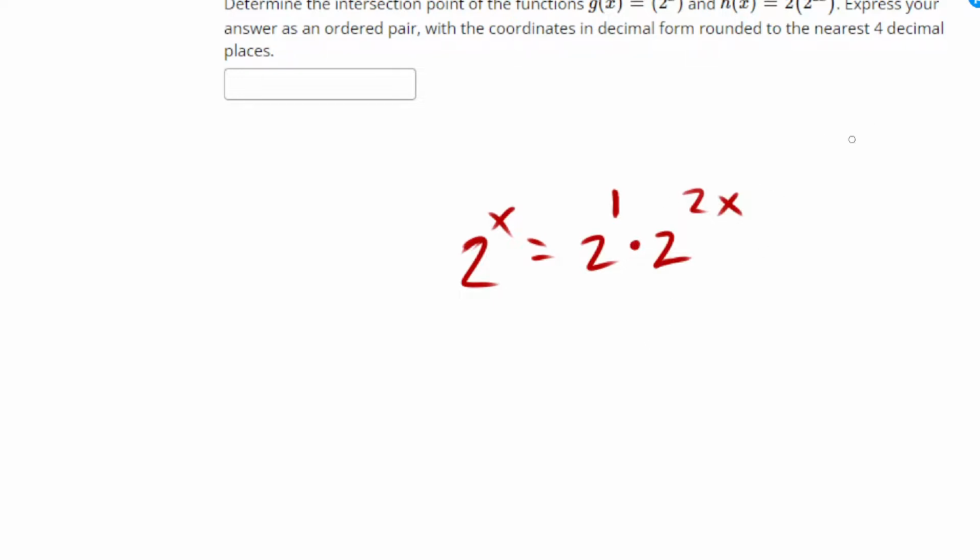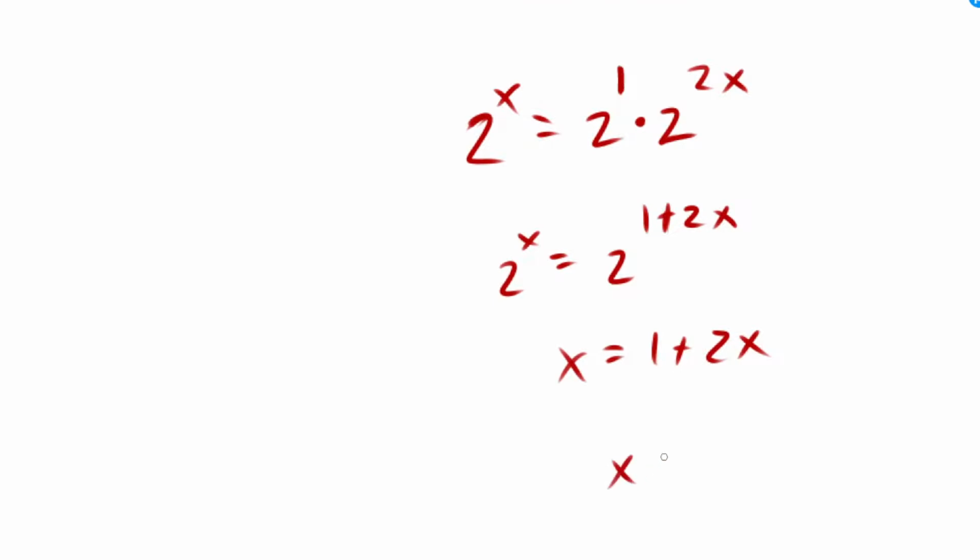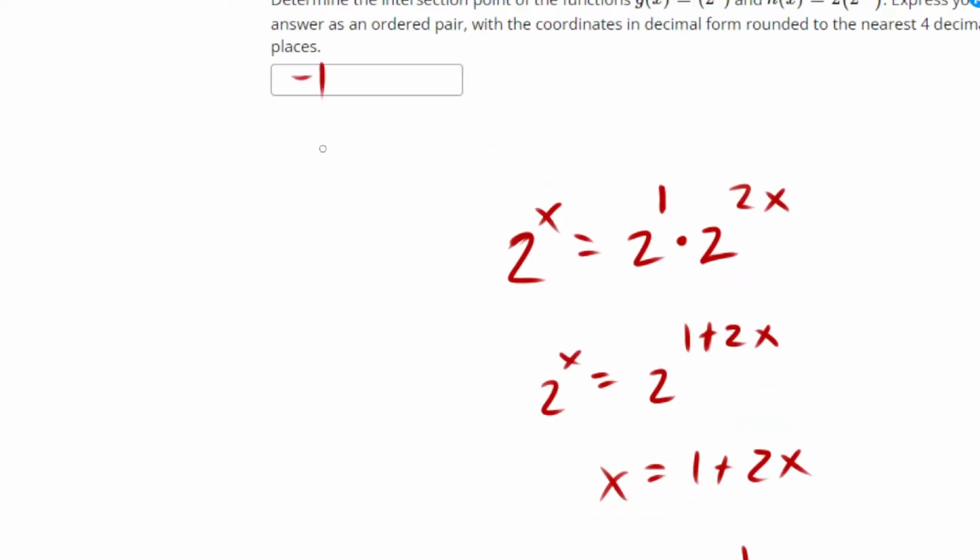So this will be 1 plus 2x. So we'll have 2 to the x equals 2 to the 1 plus 2x. And now we can solve. So we have x equals 1 plus 2x. Negative x is equal to 1. x is equal to negative 1. That would be your answer.